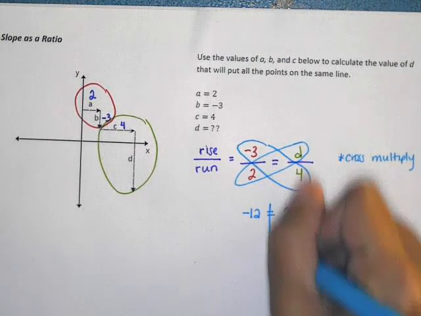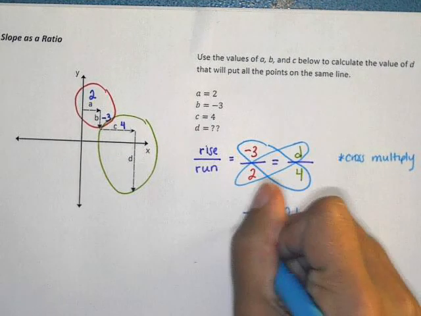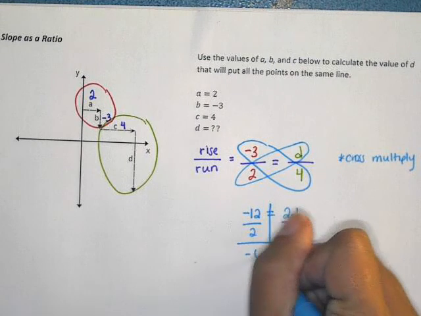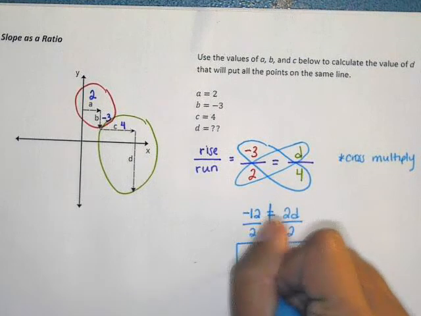Next, we would solve this equation by dividing by 2 on both sides. So we would get -6 equals D.